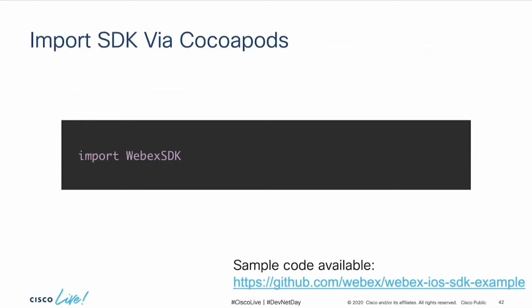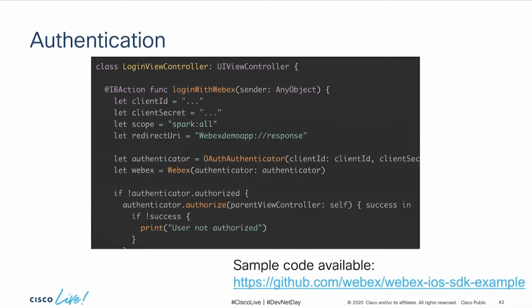Inside your iOS project, import the WebEx Teams SDK library by adding the following line to your view controller file. This will give you access to the WebEx SDK from CocoaPods. Luckily, the iOS SDK has a method which will perform the authentication for you. You can see here that we're going to use our integration client ID and secret that we created earlier, and this will automatically open up the OAuth authentication flow for you. So unlike the JavaScript SDK, we have a built-in method here.